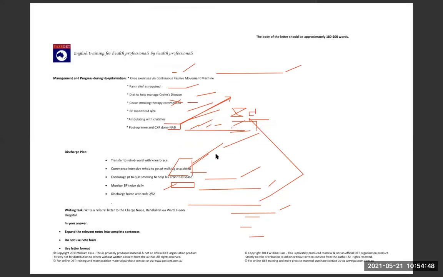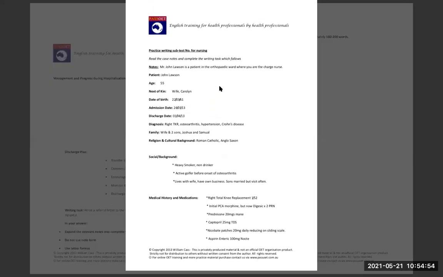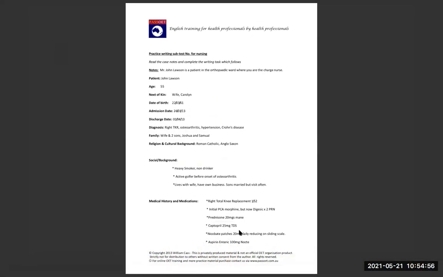So most of the medications are given, so you can use these medication names or you can enclose them, but try to mention the main names. Main names would be Nicobit patches were given on the sliding scale of 20 mg daily, reducing on the sliding scale, of course. That means we are trying to reduce it. So first it was given 20 mg, then we are trying to reduce it because he's a smoker. So all these lines correlate, that the patient is a smoker and heavy smoker. So that is how you connect the lines.